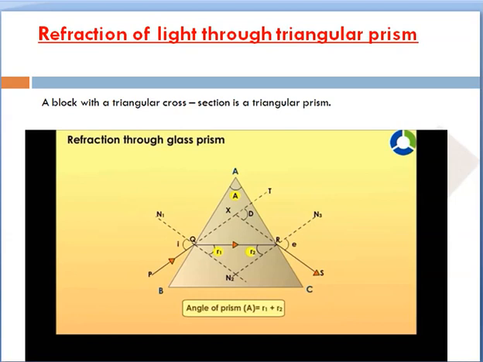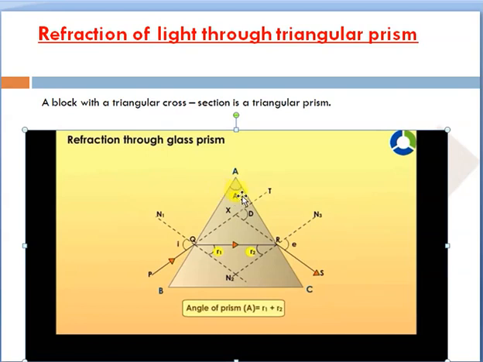From this diagram you can see a triangular prism. This triangular prism is a glass block that is triangular in shape, and it is an equilateral triangle, that is, a triangle in which all the angles are equal. So here we have this angle A, B is 60 degrees. Here is also 60 degrees. And here is also 60 degrees, making it 180 degrees. So that is an equilateral triangle.